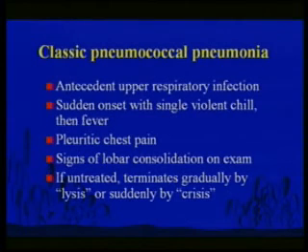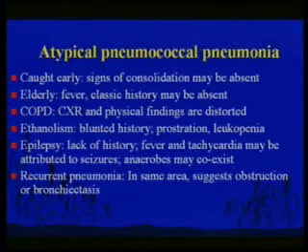And untreated in the old days, it could either end suddenly with a crisis and a drenching sweat, or gradually by lysis. Pneumococcal pneumonia nowadays is more atypical, which is why it may be hard to distinguish from atypical pneumonia. Early on, signs of consolidation are absent. Older people may lack fever in the classic history. Chronic lung disease distorts the architecture. People who have been drinking a lot won't be able to give you this dramatic history.